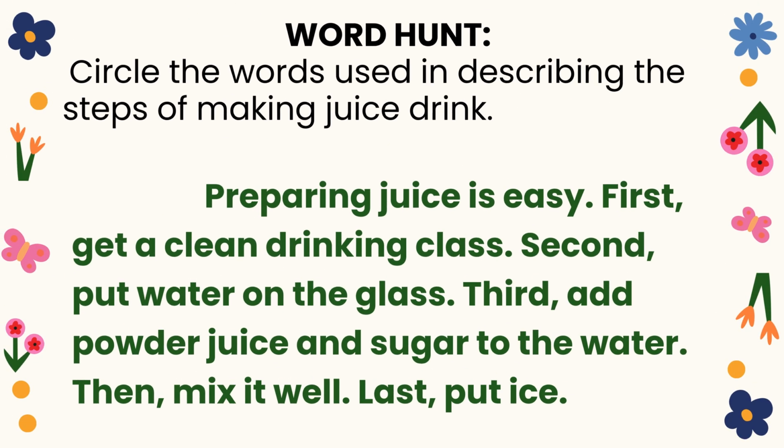Word hunt. Circle the words used in describing the steps of making juice drink. Preparing juice is easy. First, get a clean drinking glass. Second, put water on the glass. Third, add powder juice and sugar to the water. Then, mix it well. Last, put ice.